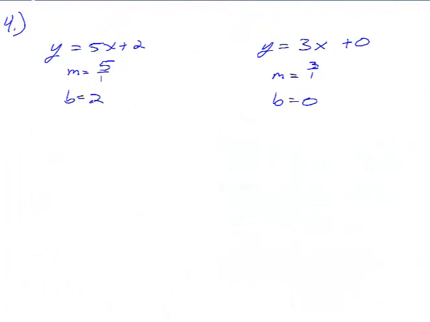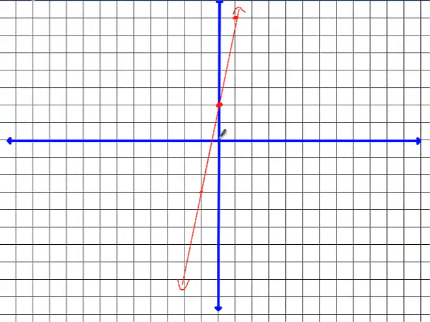All right, second equation. Where do I start, m or b? B, and what's my b? 0, and then what's my m? Up 3 over 1, right? So 0, 1, 2, 3 over 1. 1, 2, 3 over 1. So there's your graph, right? How many times do they intersect? Once, none, or infinitely many?